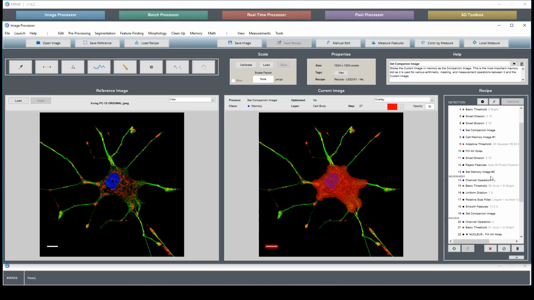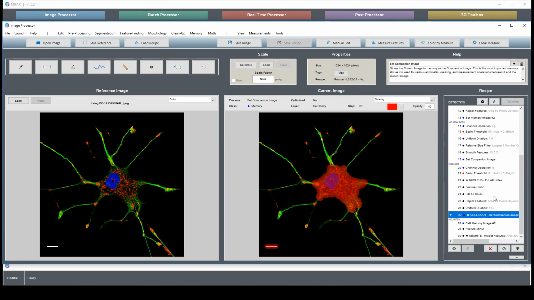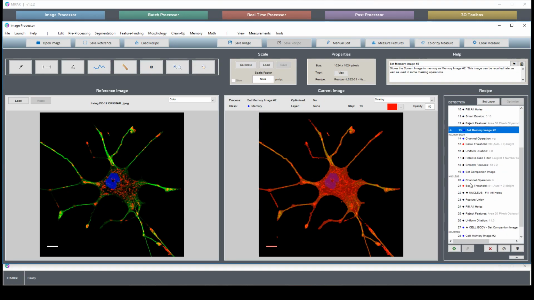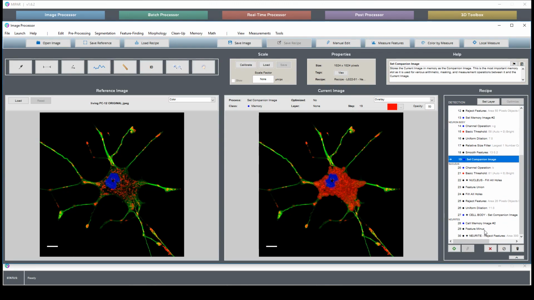So this recipe is broken down into 4 chapters, where the first chapter looks to identify the entire cell. The second chapter identifies the cell body. Third chapter finds the nucleus, and the last chapter finds any of the axons protruding from the cell body.